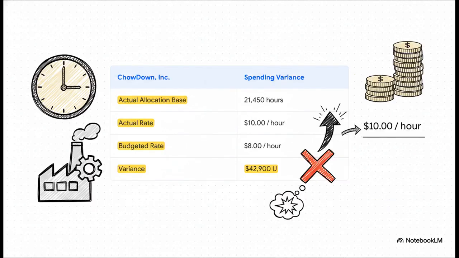Let's make this real with our example company, Chowdown Inc. So they actually used 21,450 machine hours. Now, they budgeted to pay $8 an hour for variable overhead, but in reality it cost them $10. That $2 difference, multiplied across all those thousands of hours, ouch. That resulted in a $42,900 unfavorable variance. That is a huge overspend, and it's all because of price.